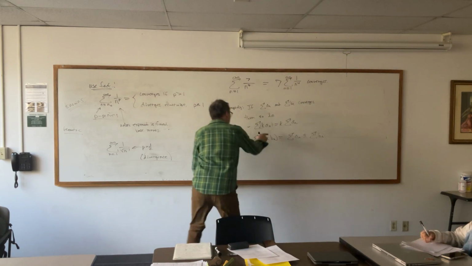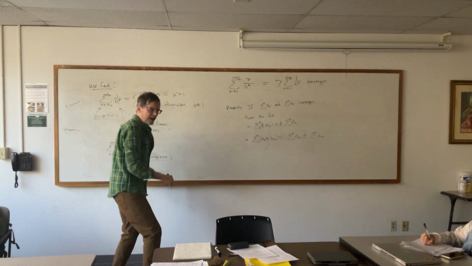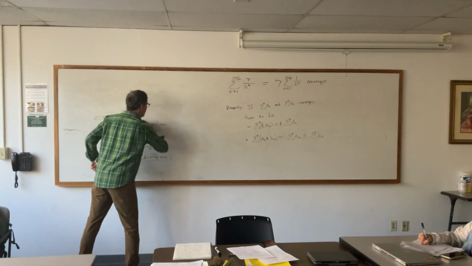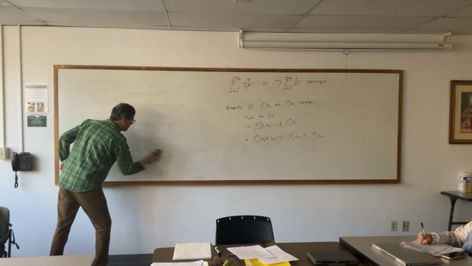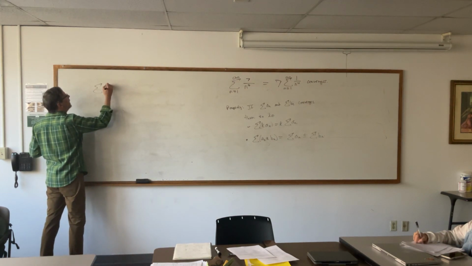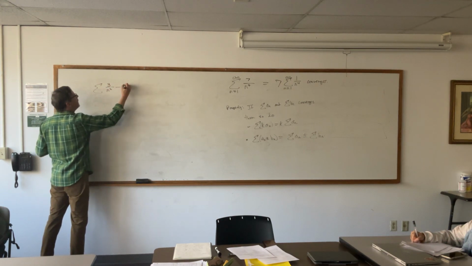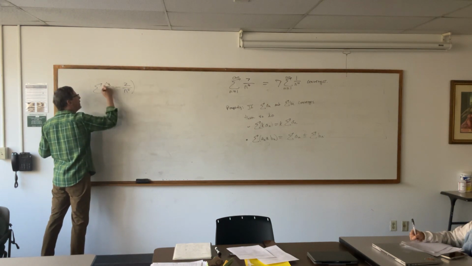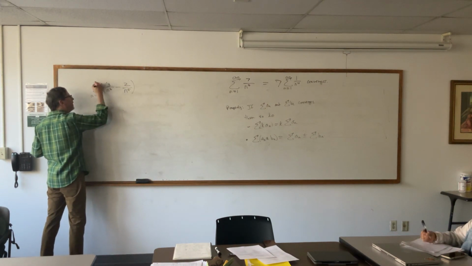So, let's check out the second one. We used the first one just right above. The second one: the sum of 3 over n squared minus 2 over n to the 5th, n equals 1 to infinity.